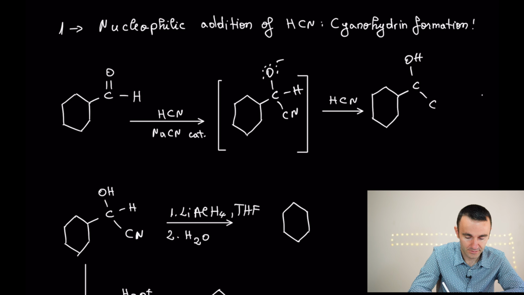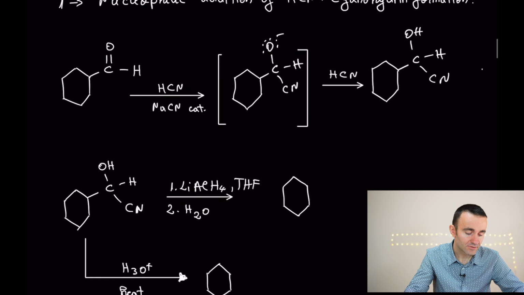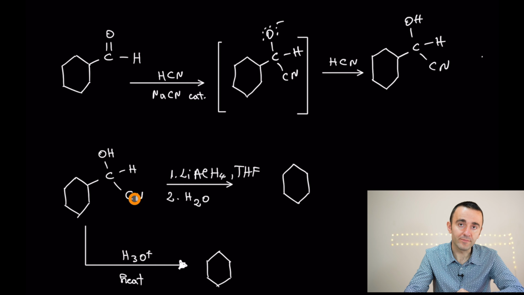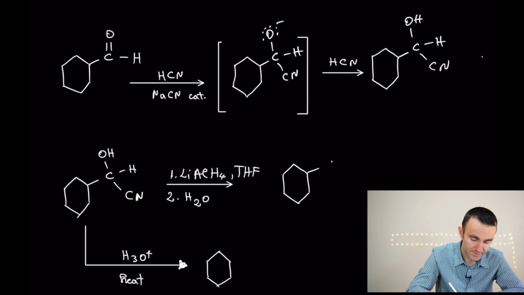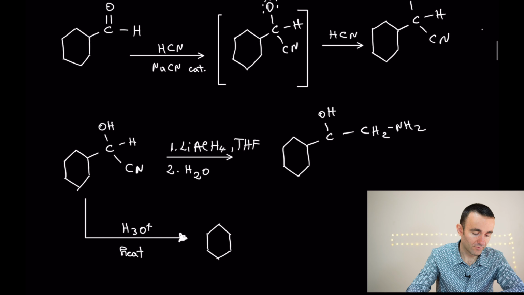OH, CN, right? This cyanohydrin compound, if it's treated with lithium aluminum hydride, is going to be converted to a primary amine. And if we do hydrolysis of this cyanohydrin, you are going to yield a carboxylic acid.